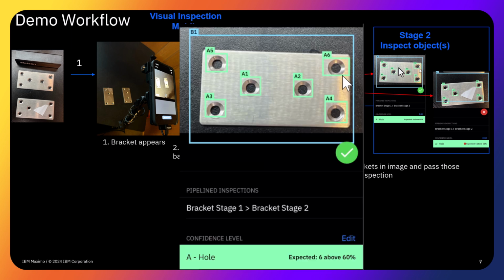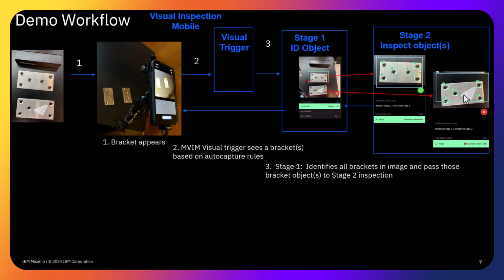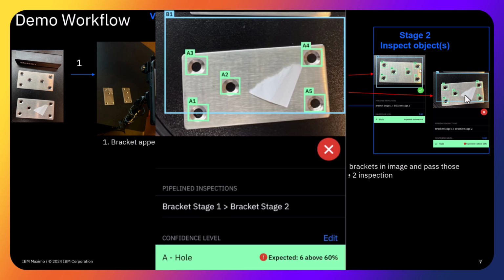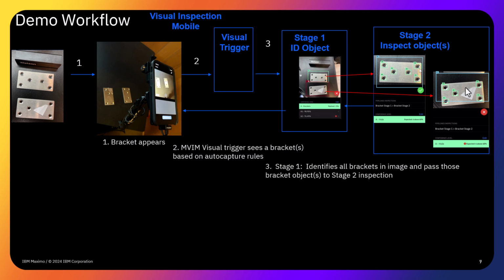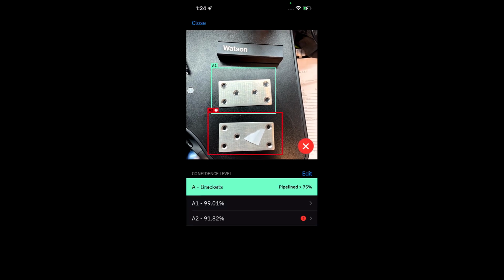If that bracket has 6 holes, that one passes. And you'll see the second bracket that we've inspected has only 5 holes because we covered one up, and that failed the inspection. So even though you have one good one and one bad one, the overall inspection result would be fail because we identified one of the brackets as having less than 6 holes. Okay, let's take a look now at a short demonstration of how this all comes together.